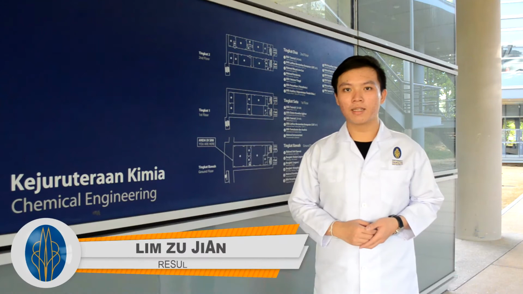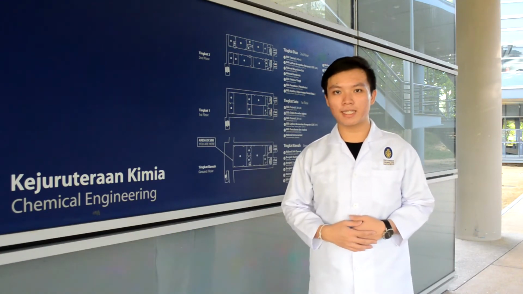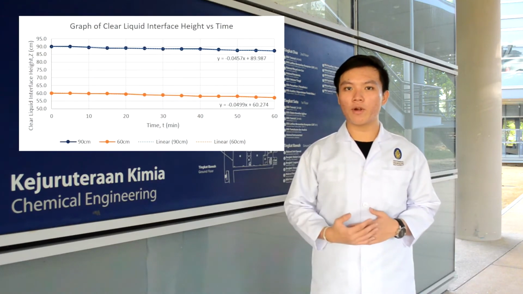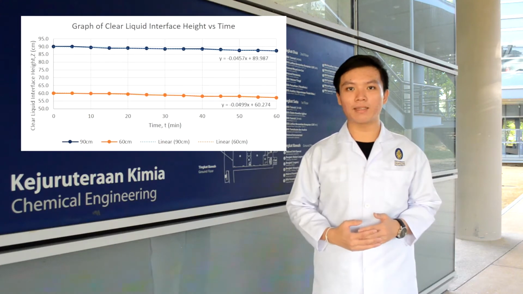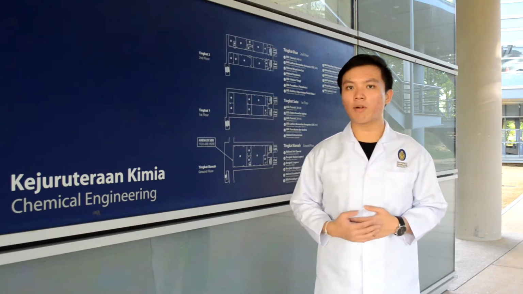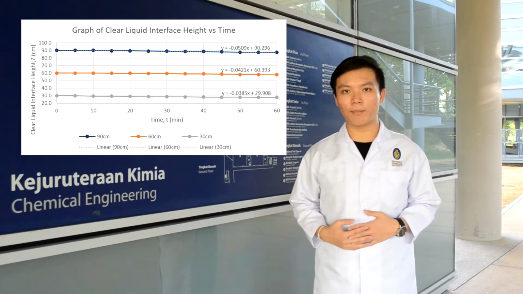In the first experiment, the effect of different initial heights and concentration on the settling rate is studied. The graph of clear liquid interface height versus time for 50 gram at Z0 equals 90 cm and 60 cm is showing a decreasing trend, which is the same case for 100 gram at Z0 equals 90 cm, 60 cm and 30 cm.